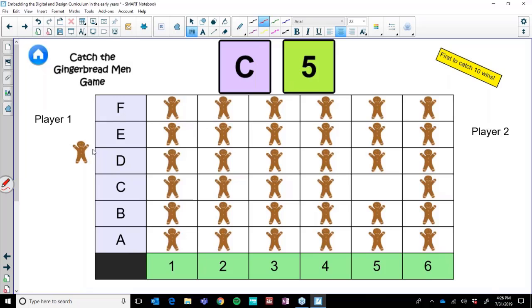Now, this is a great introduction to mapping, so learning about coordinates. So we colour coordinated the dice with the letters, and the number dice with the numbers down the bottom, so they knew that this one was found here and this one was found here, and they really did a great job at this. So we said first to catch 10 gingerbread men wins.